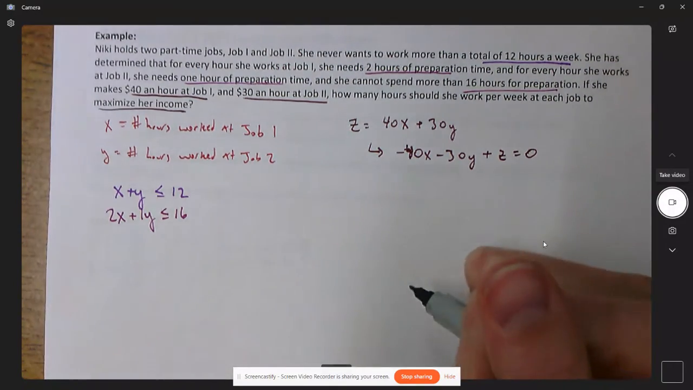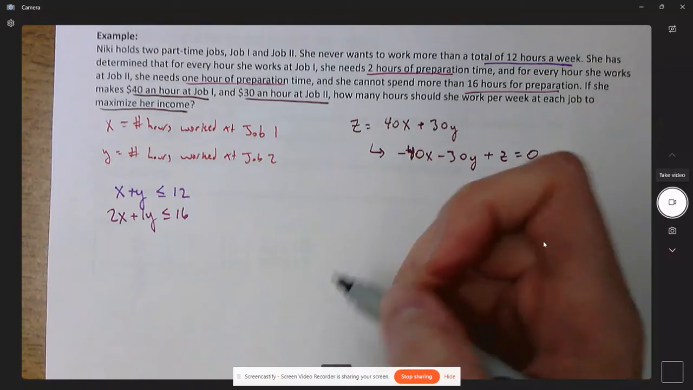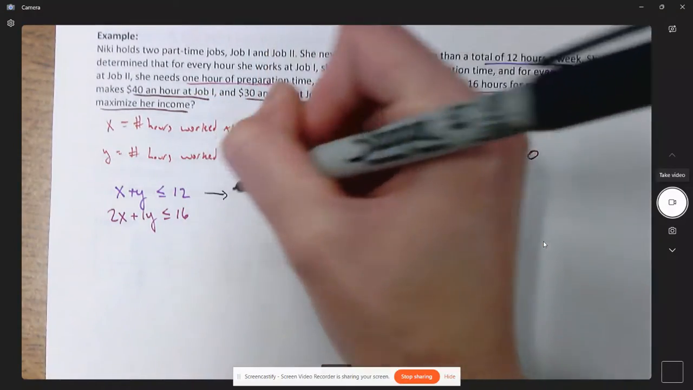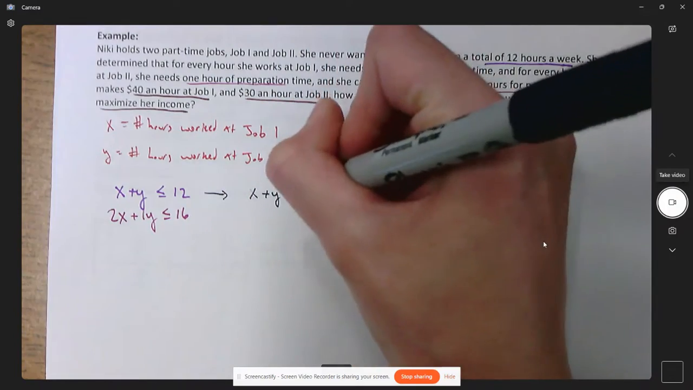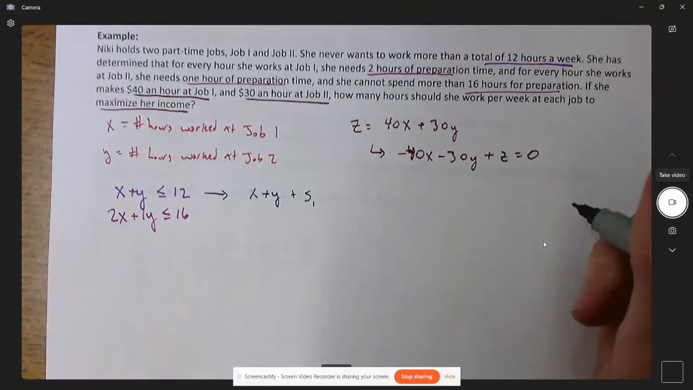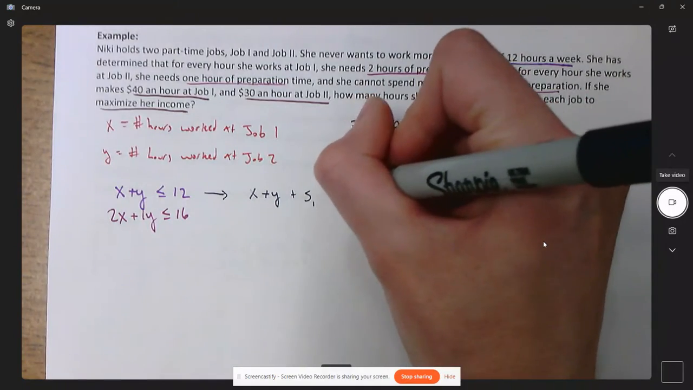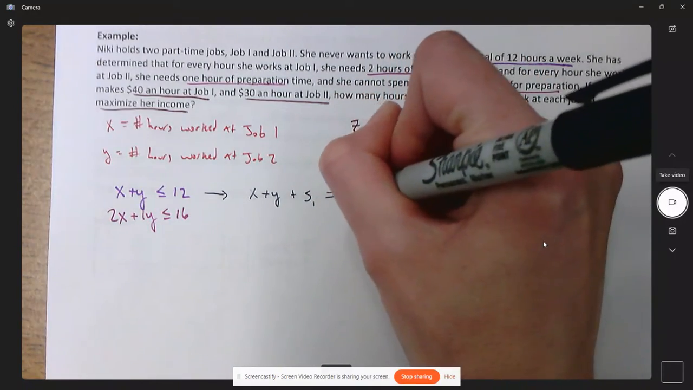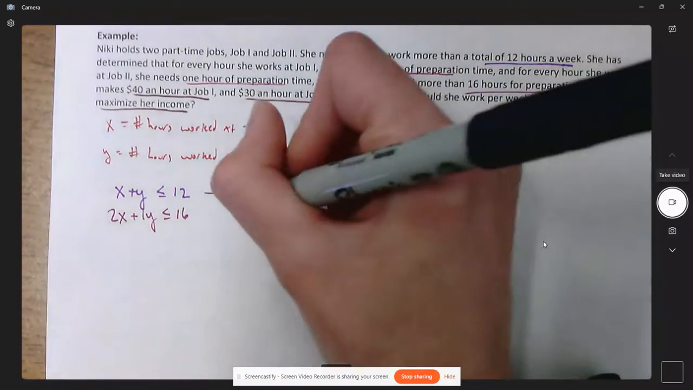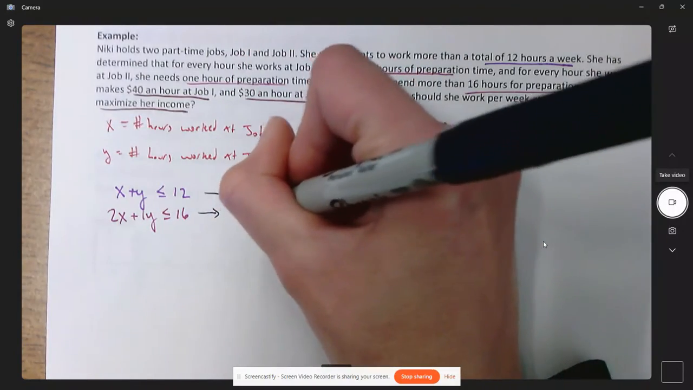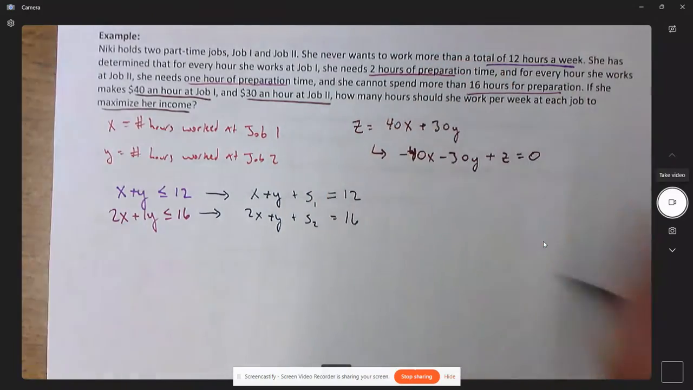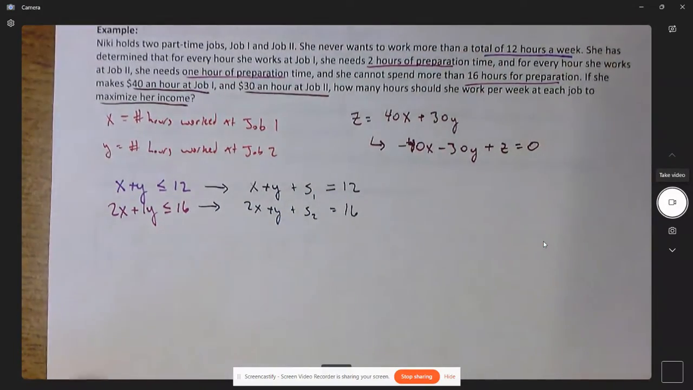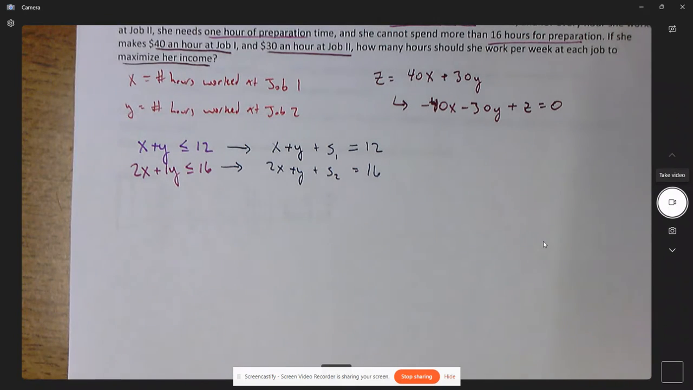Okay, so now from here, we're going to rewrite these with our slack variables. So I'm going to rewrite this equation using slack variable 1, so that when I have x plus y plus whatever that slack variable 1 happens to be, that will make this equal to 12. And my second equation, 2x plus y plus whatever my second slack variable happens to be, makes it equal 16. Okay, so all of this we've done before. We're just setting this up the same way that we've been doing.